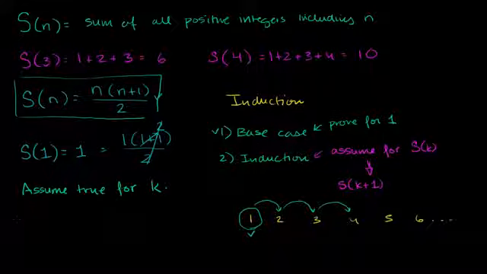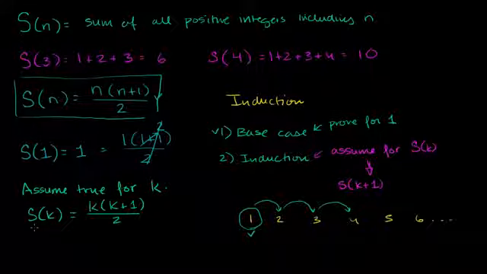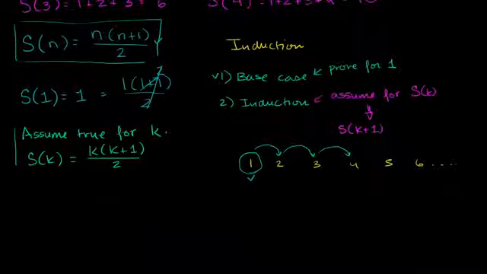So I'm going to assume that for some number k, this function at k is going to be equal to k times k plus 1 over 2. So I'm just assuming this is true for that. Now what I want to do is think about what happens when I try to find this function for k plus 1. So this is what I am assuming. I'm assuming I know this. Now let's try to do it for k plus 1.